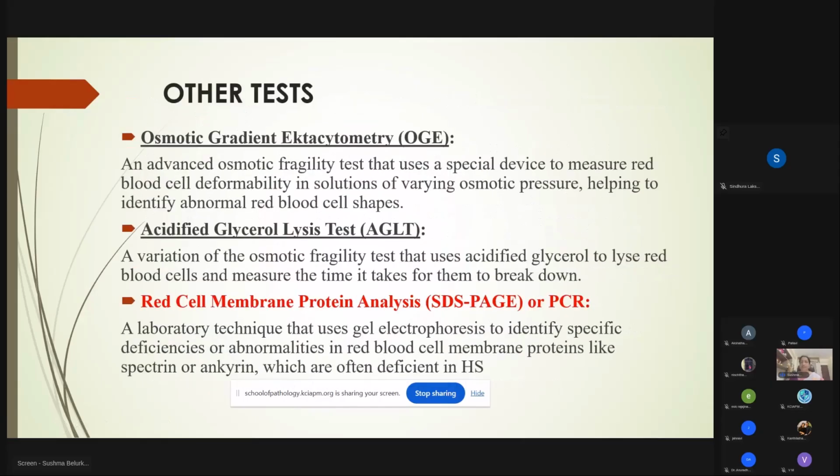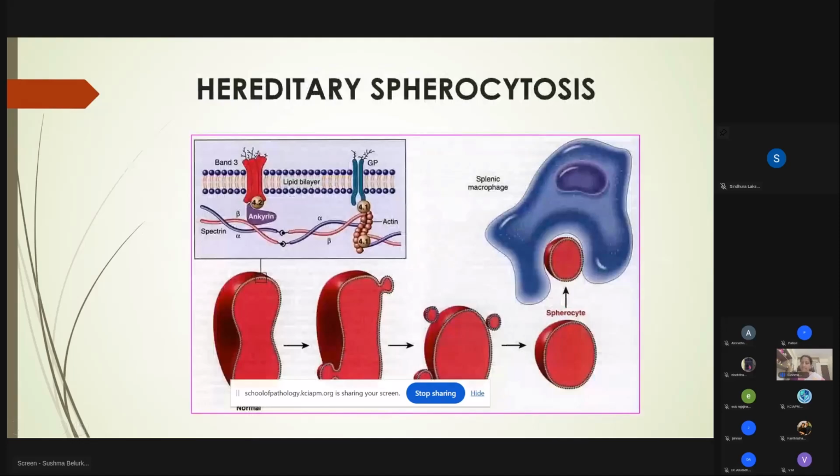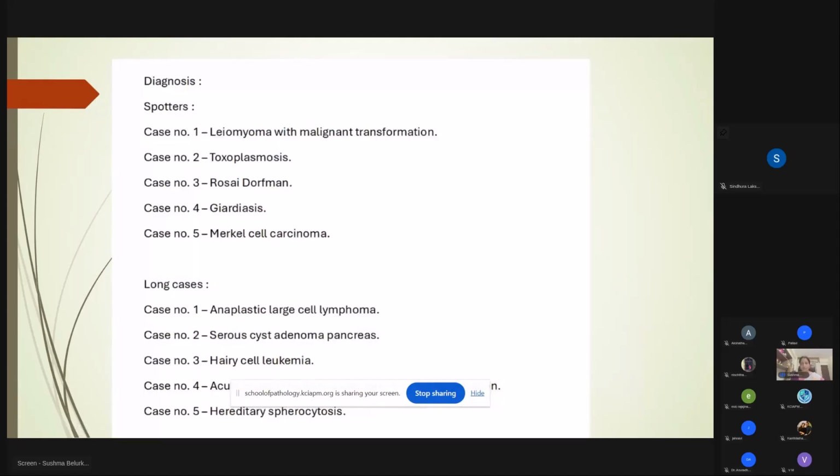Of course, there are many other tests, but most of them have been found to be less sensitive. What is most important is actually detecting the abnormal proteins by doing a gel electrophoresis like PAGE, or you can do a PCR for detection of the mutations. I'm not going into the details of hereditary spherocytosis because you can all read it from the book.